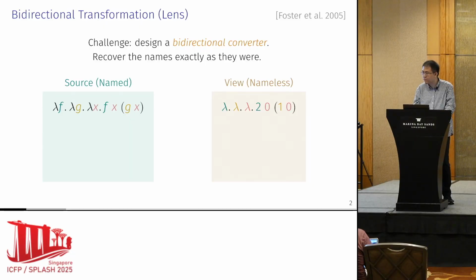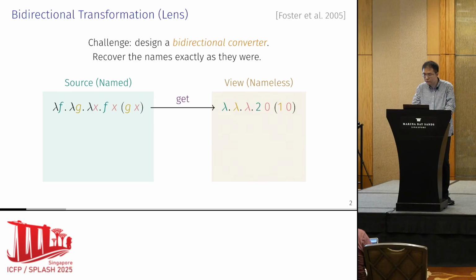As it turns out, this seems a very obvious use case for bidirectional transformations, or lenses as we know them. We have two different data structures, one called the source and the other called the view, and we are doing synchronization between the two. Here the source is named and the view is nameless.